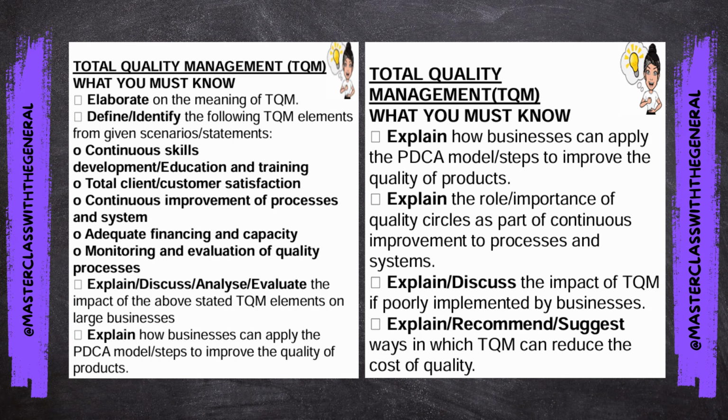Elaborate on the meaning of TQM. Describe the following TQM elements from given scenarios. And we know the 5 TQM elements, I'm not going to go through them now. Explain the impact of the above stated TQM elements. Then also explain how businesses can use the PDCA model. Then we also look at explaining the role or importance of quality cycles as part of continuous improvement to processes and systems. Then discuss the impact of TQM if poorly implemented by businesses.